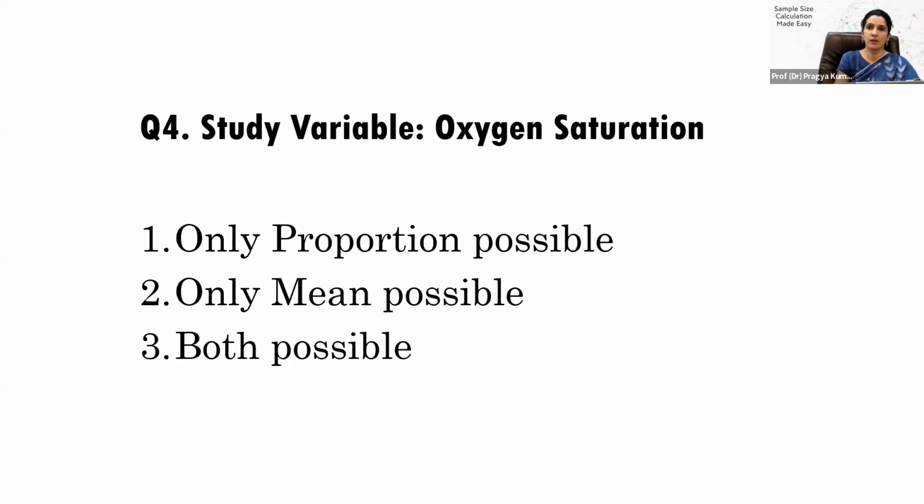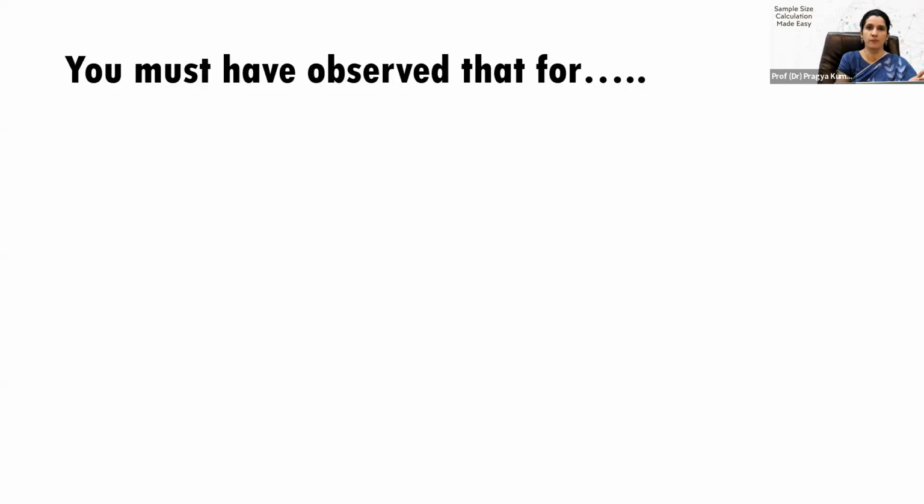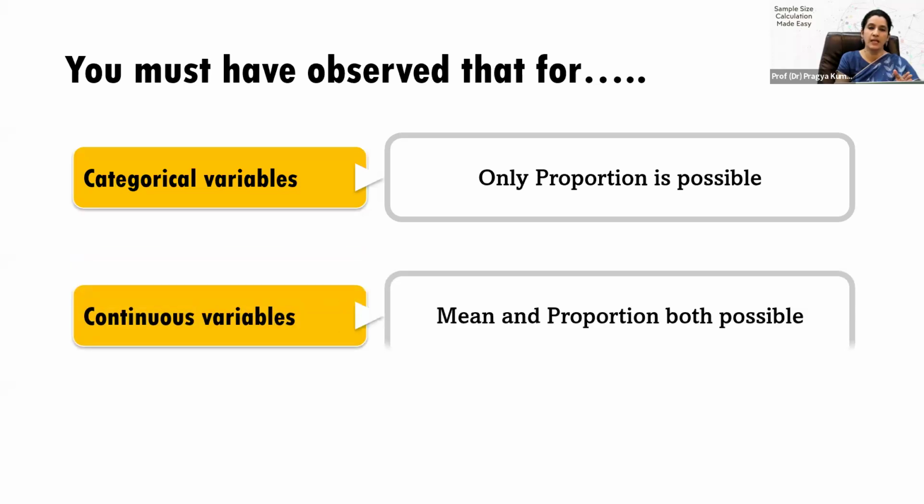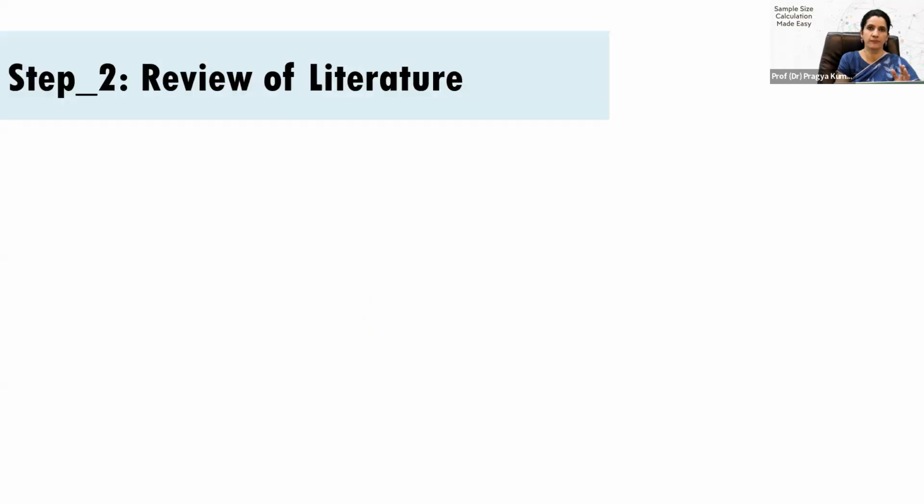This variable, oxygen saturation. Yes, what will be your answer? Three, both possible. True, because you can have 95%, 96%, or based on that, hypoxia less than 95 or less than 90. True. So in these examples, what have you observed? That in case of a categorical variable, only proportion is possible. And in case of a continuous variable, both mean and proportion are possible.